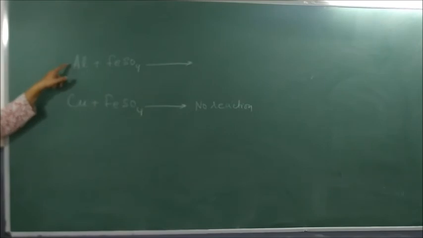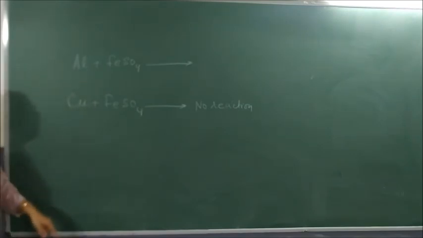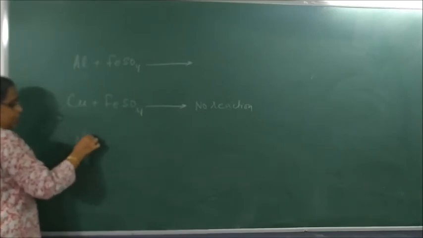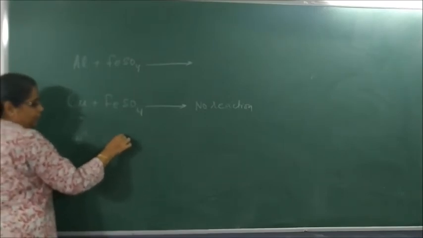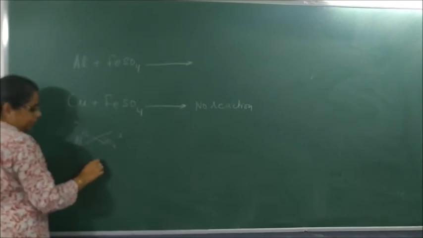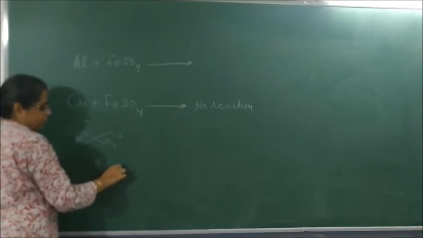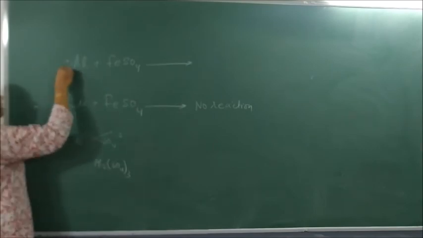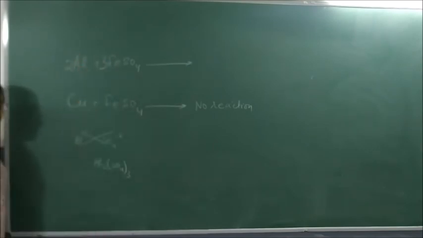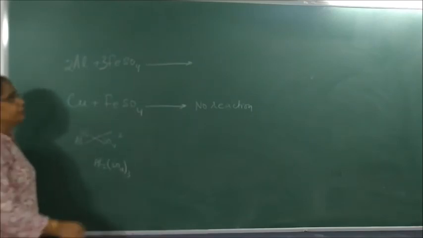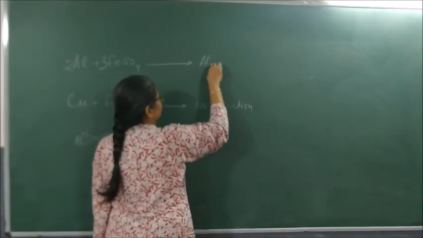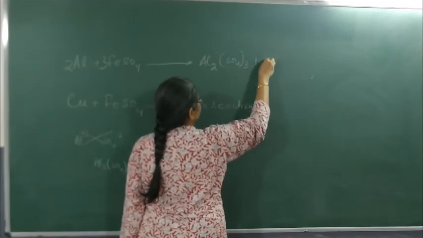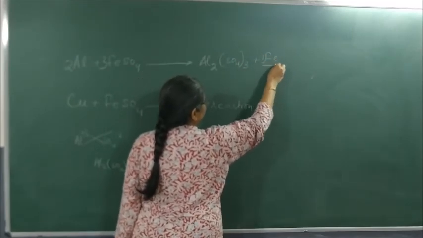But here the reaction will take place. So what will be the reaction? See, Al has got valency plus 3. SO4 has got valency minus 2. Cross multiply, you should get Al2(SO4)3. So I will balance here as 2Al plus 3FeSO4 gives Al2(SO4)3 plus 3Fe.